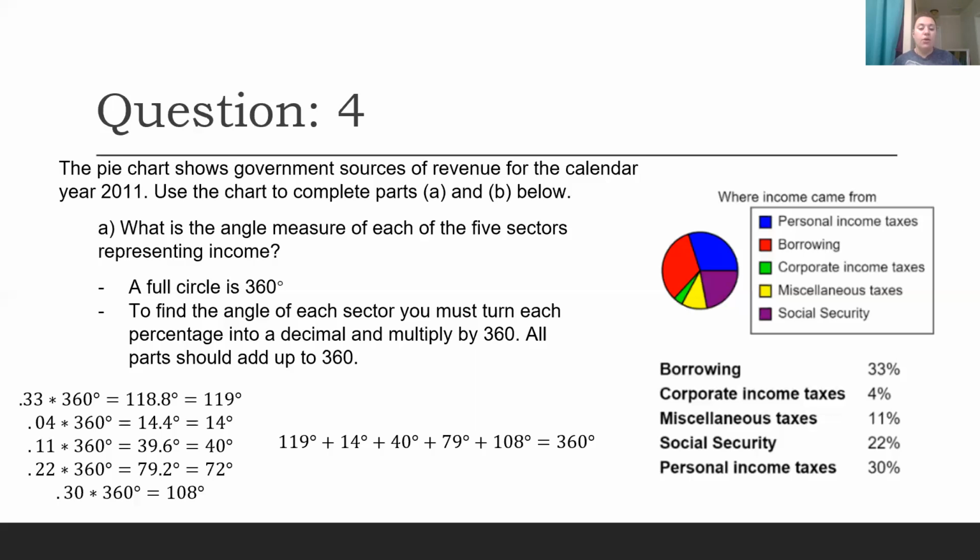So now when you add your 119, your 14, your 40, your 79, and your 108, you get 360. Oh, okay. So I messed up here. Where it says 72, it's supposed to be 79. But this calculation was right here, I just didn't write my 79 here. Anyways, it would equal up to 360 degrees. So that completes our full circle. That goes to show that our angle measures were accurate.